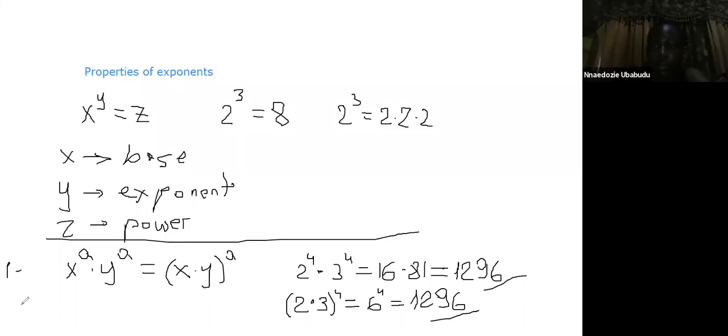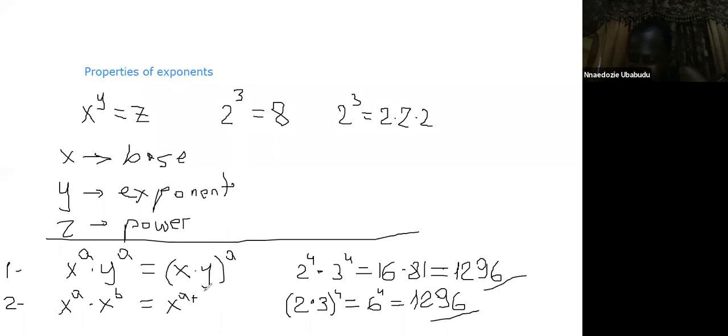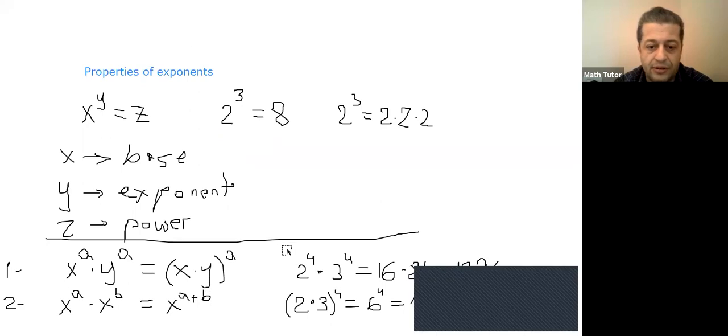Okay. Now we will see another property of powers and exponents. The second property is this one. If we have x at power a times x at power b, the result will be x at power a plus b. Let's prove this. Let's see whether it is correct or not.